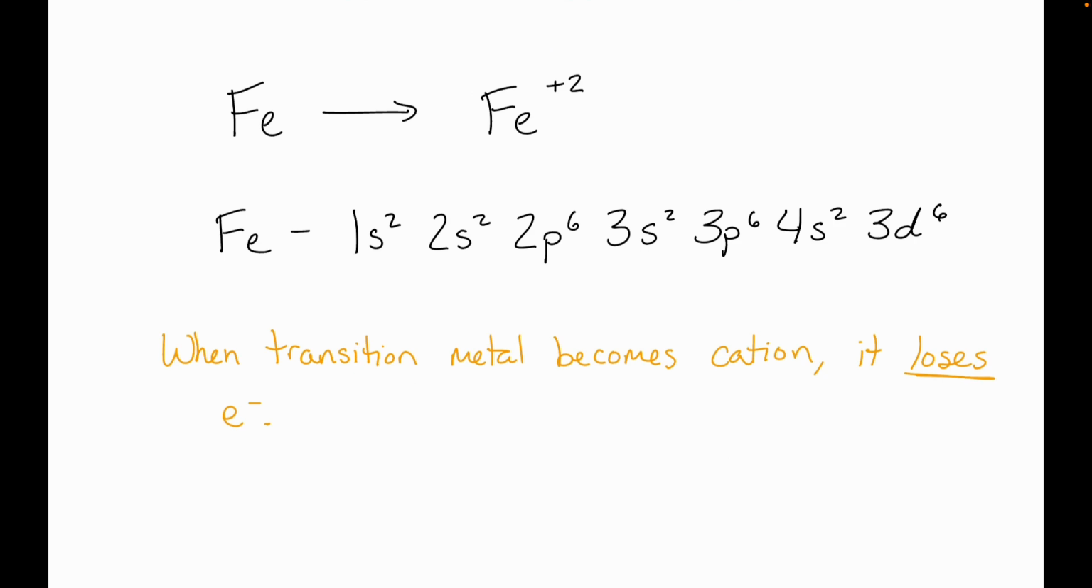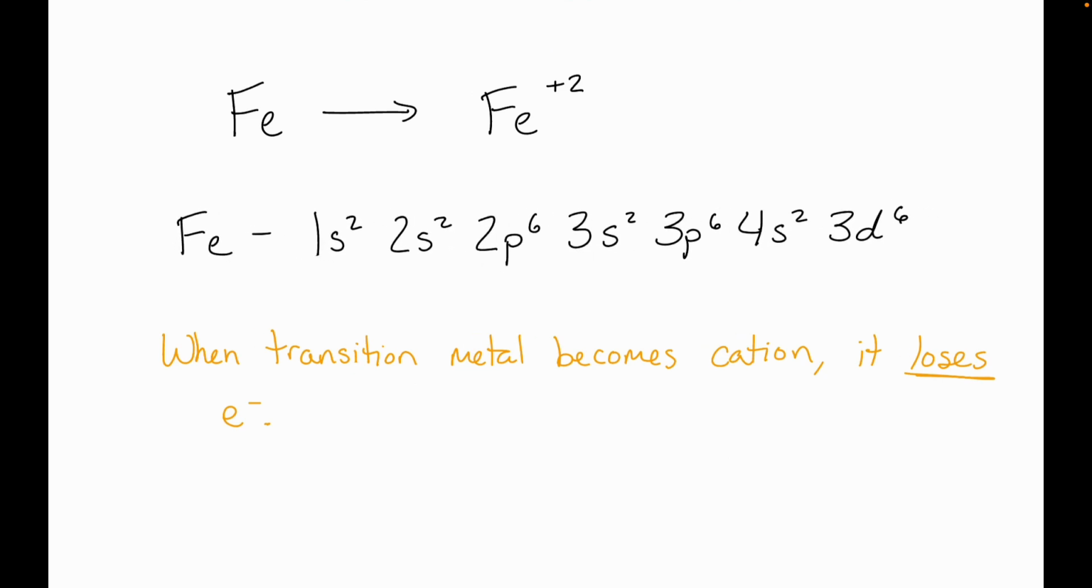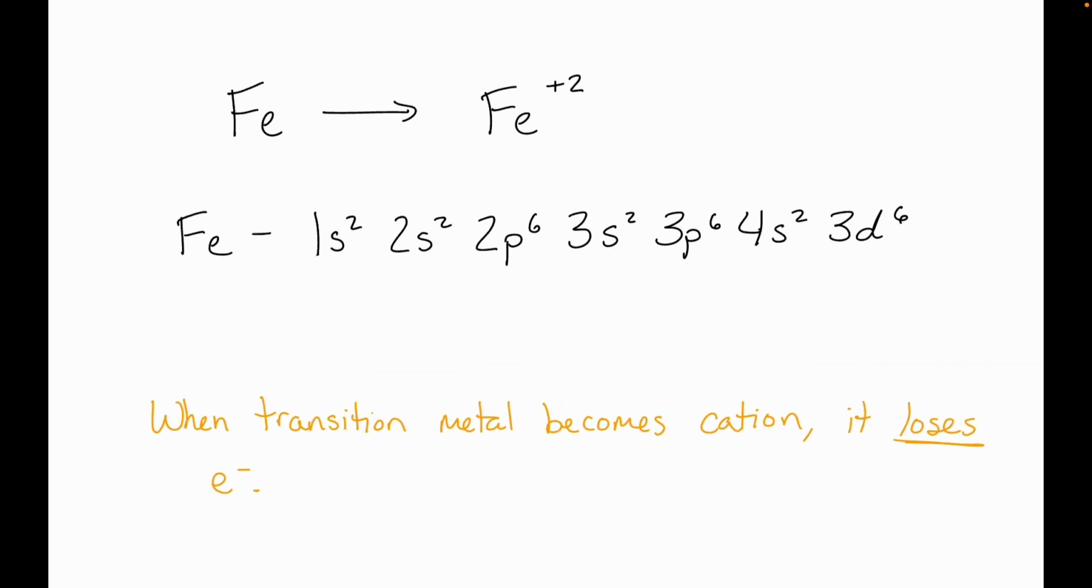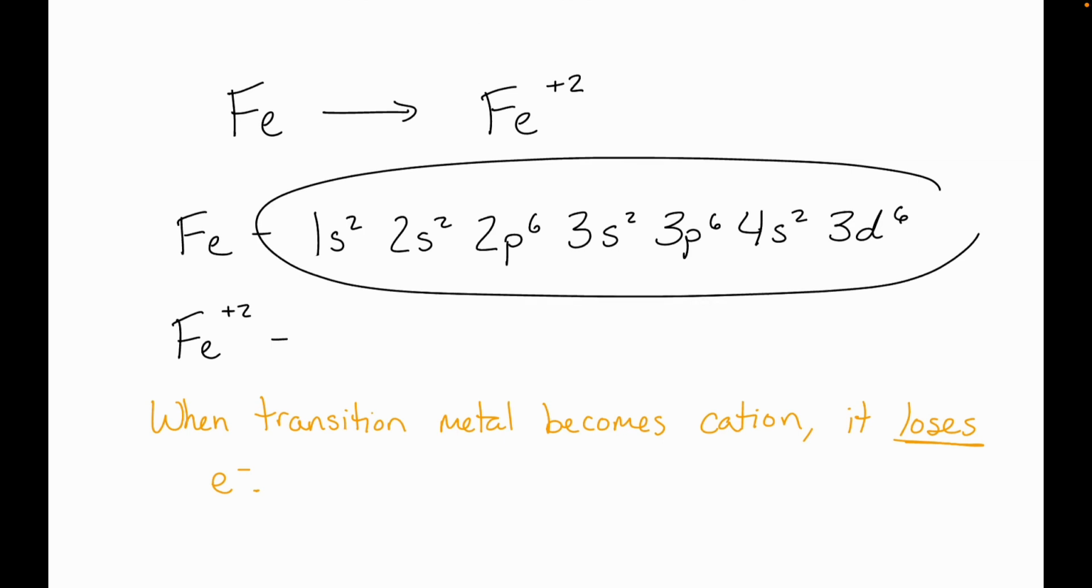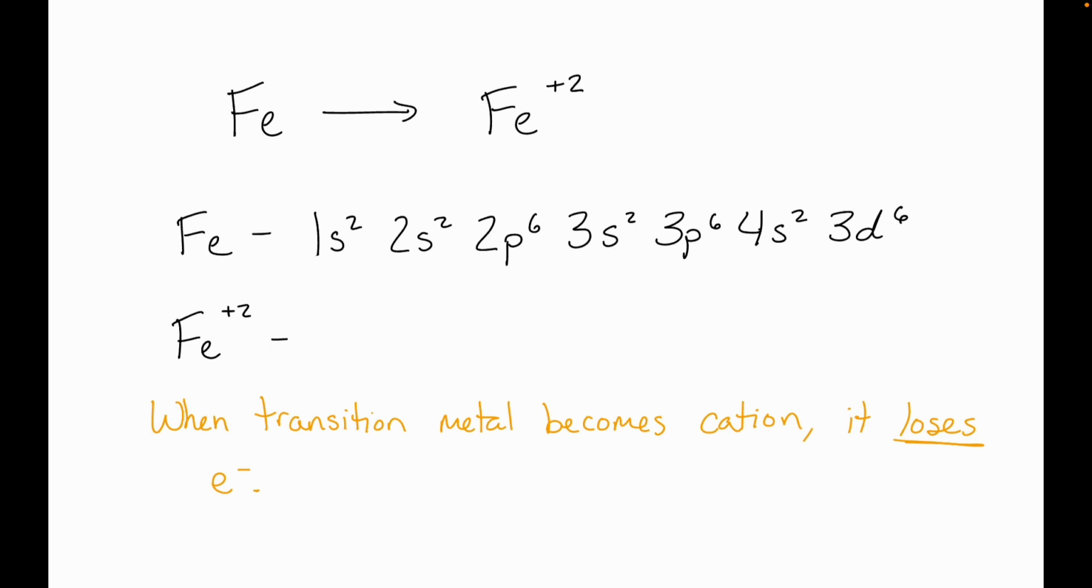So I have my iron electron configuration here. And now I want to figure out what it is for the iron 2 ion. And you're telling me that it loses electrons to become that cation, right? So I'm going to pull electrons from this configuration here. These all represent electrons in iron. If I'm going to decrease my number of electrons, I got to remove them from this configuration here.